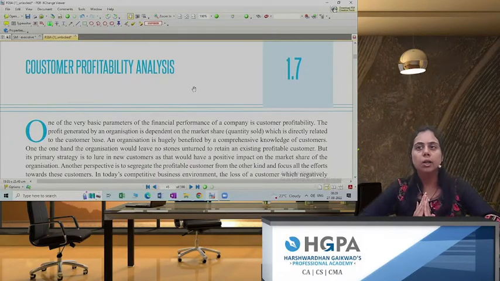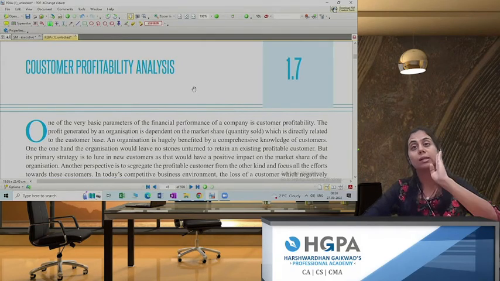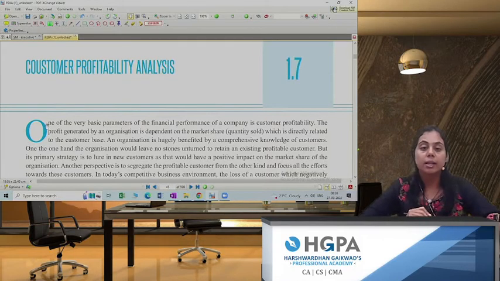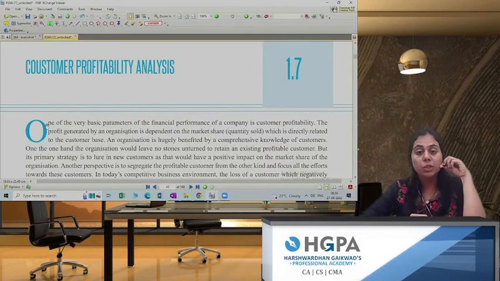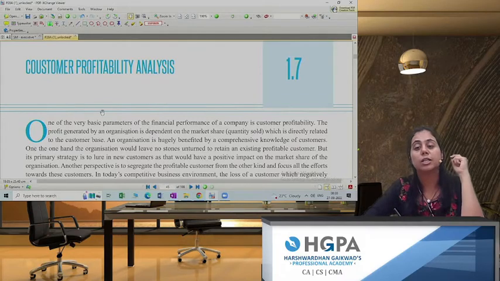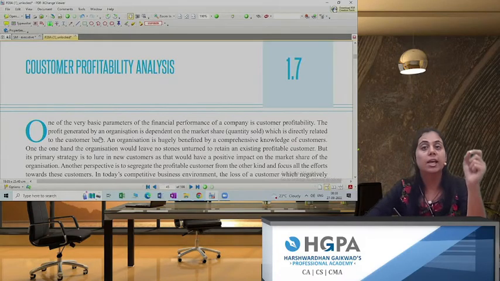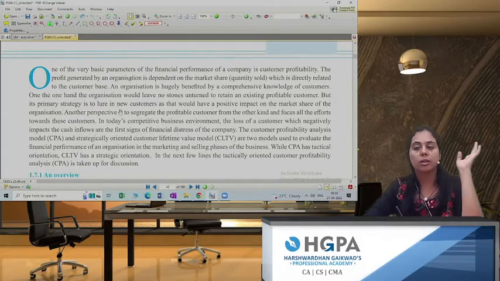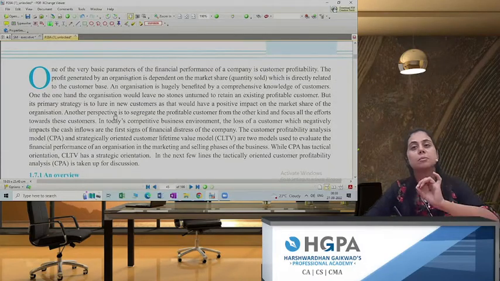Now we have studied what the O2C cycle is, that is, when the customer orders and how we receive payment from the customer. Then we learned that now we have customers, but we are supposed to manage the customer, and therefore the concept of customer relationship management came. But it is very important that whenever we are measuring the performance of the customer, we are supposed to check whether it's a profitable process or not. This is one of the basic parameters.